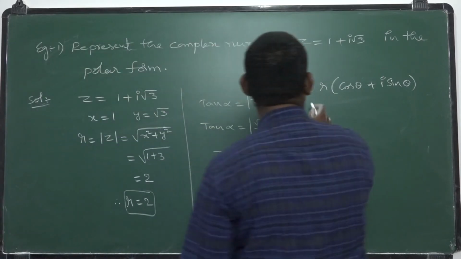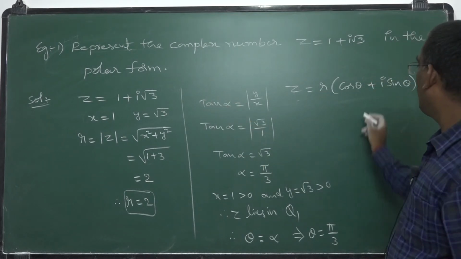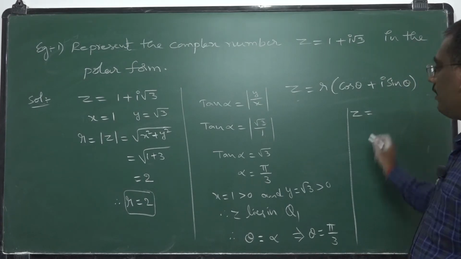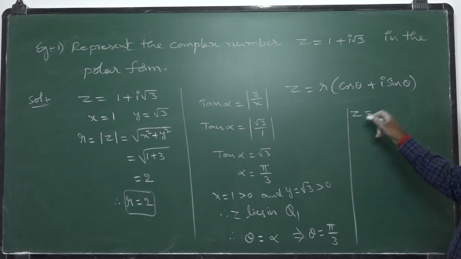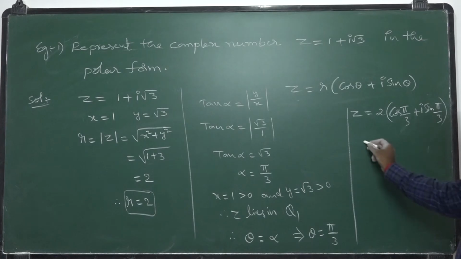Now we can express the given complex number in the form z equal to r of cos theta plus i sin theta. The r value is 2, so substitute r value and theta value here. z is equal to 2 of cos pi by 3 plus i sin pi by 3. So this is the polar form of z.